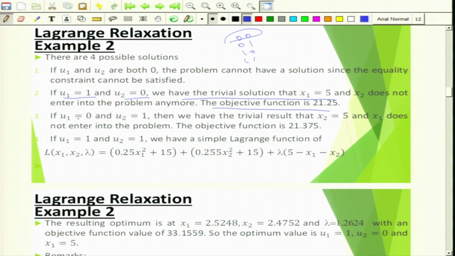Now take another example, u1 is equal to 0 and u2 is equal to 1 here, and here also you are getting some number, x2 is equal to 5, x1 does not enter into the problem, and the objective function value is 21.375.